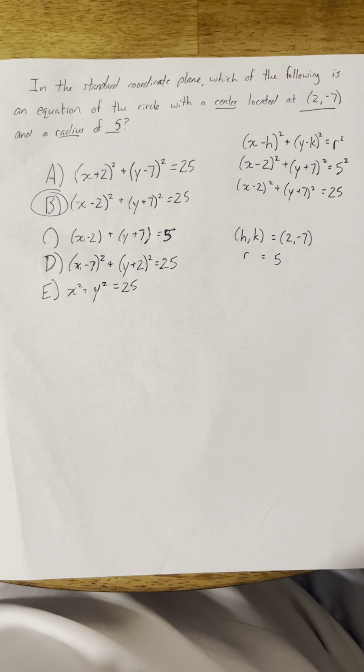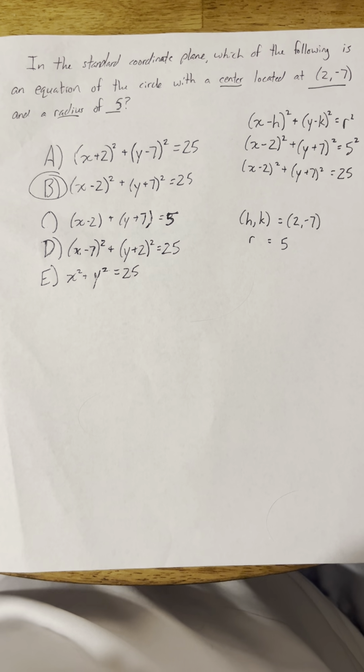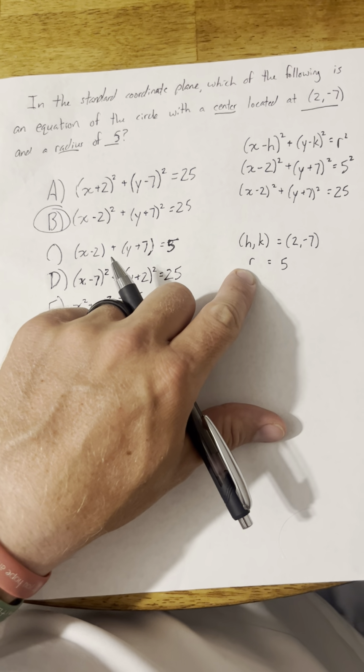So the key part with the equation of a circle problems, you have to know your formula for a circle. And remember, (h, k) is your center of the circle, r is your radius.